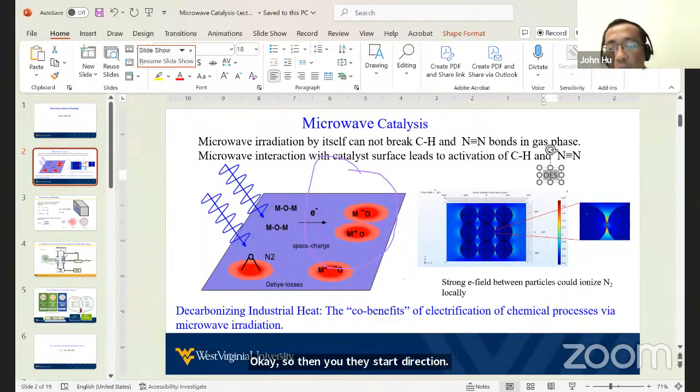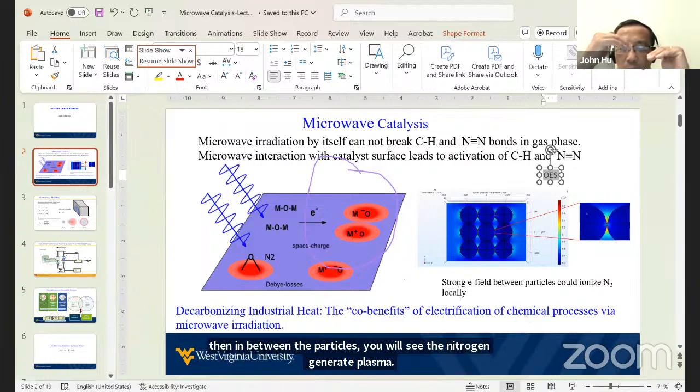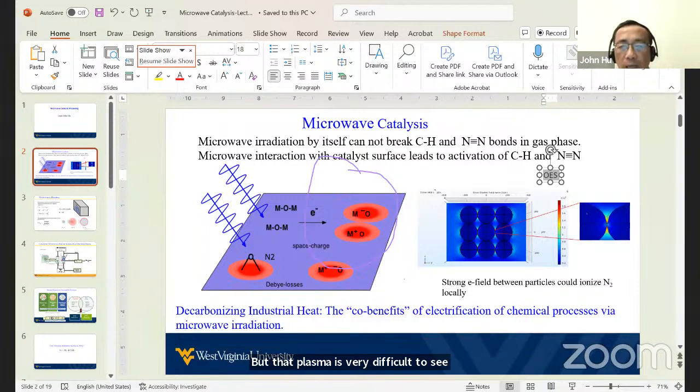Or you can do this. If you have scattered particles, you can put them in there and apply the microwave, and then in between the particles, you will see the nitrogen generate plasma. But that plasma is very difficult to see with your eyes. You have to use an instrument called OES. OES can show you those plasma species.